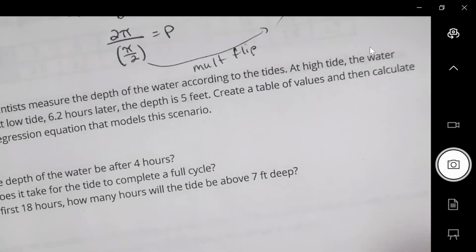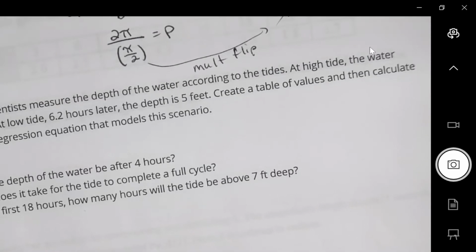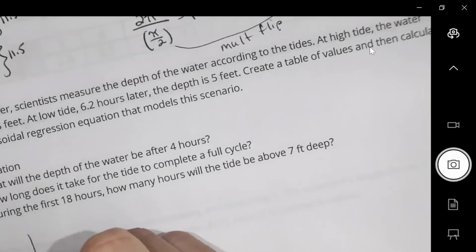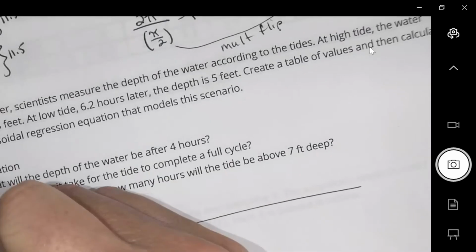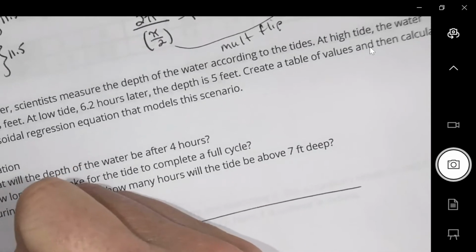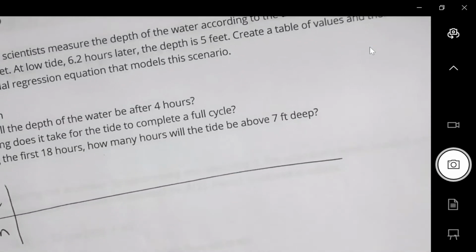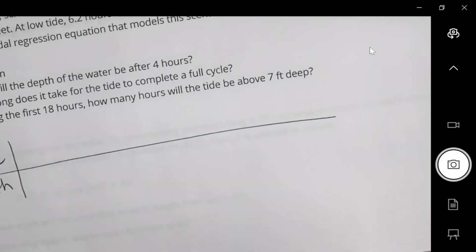Okay, a scientist is measuring the depth of the water. At the high tide, the depth is 8 feet. At the low tide, 6.2 hours later, the depth is 5 feet. Create a table of values and then calculate a sine regression. Okay, so we need the time and the depth.